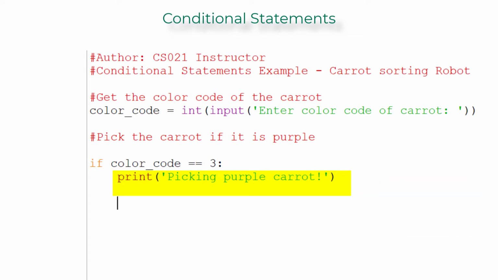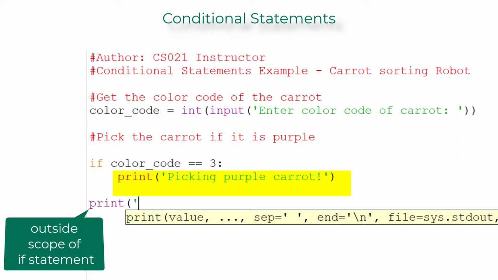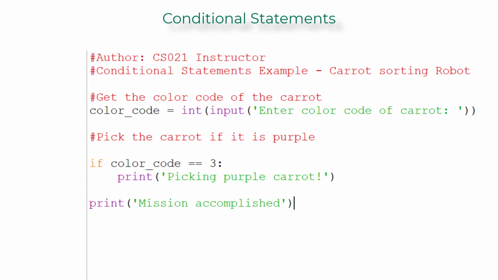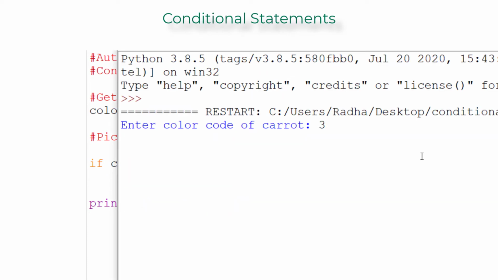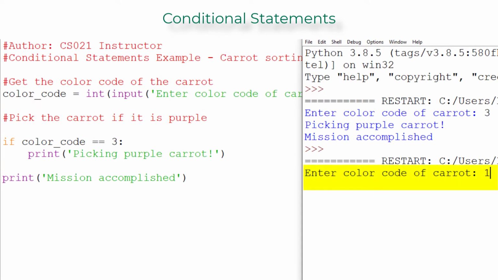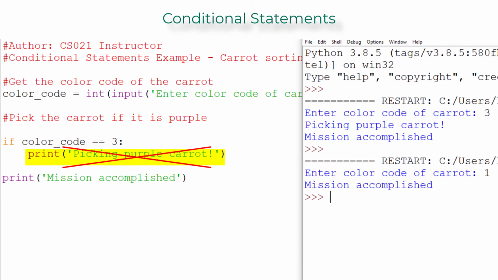For the sake of demonstration, I'll write a line of code outside the scope of the if statement saying "mission accomplished". Now it's time to test our program. If I enter code 3, the output displayed is "picking purple carrot. Mission accomplished." If I enter color code 1, which is orange from the table, guess what it would print? Just "mission accomplished". As the if condition is not satisfied, the code within its scope is not executed.